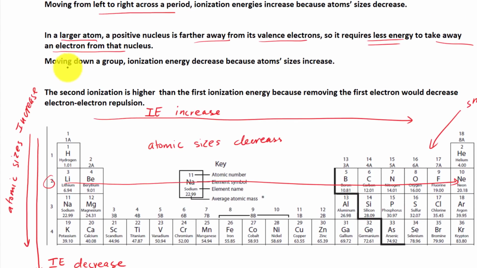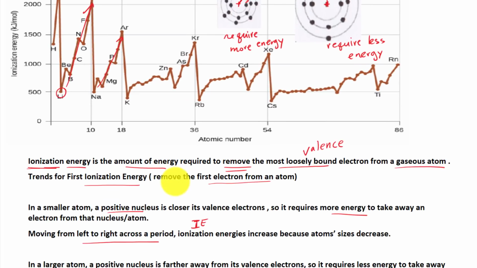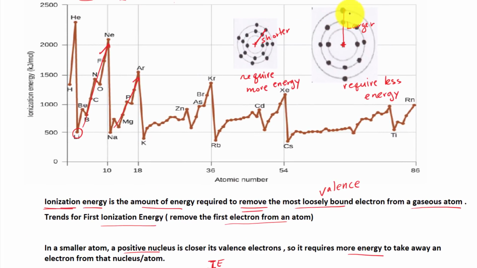And that's what we have here. Moving down a group, ionization energy decreases because atom size increases. Because in a larger atom, the distance between the nucleus and the outermost electron is greater, so they don't have that attraction. So it's easy for that electron to be taken away.